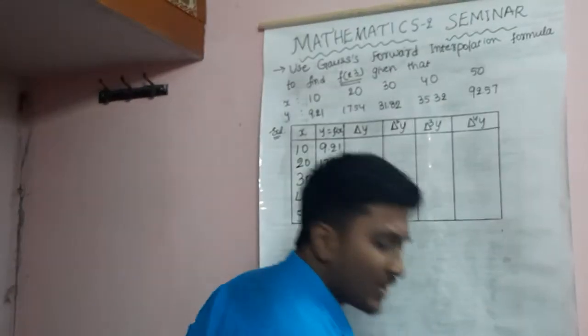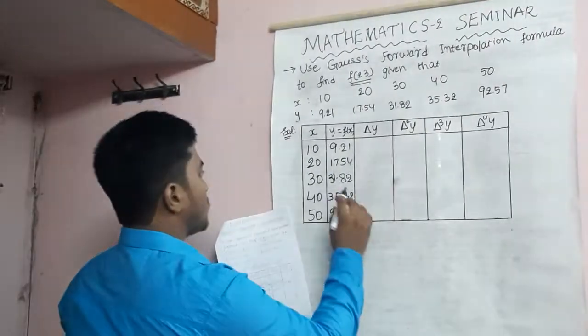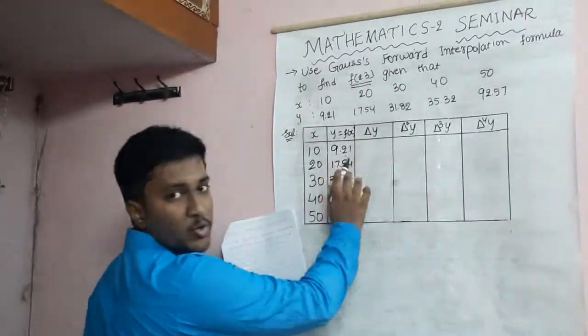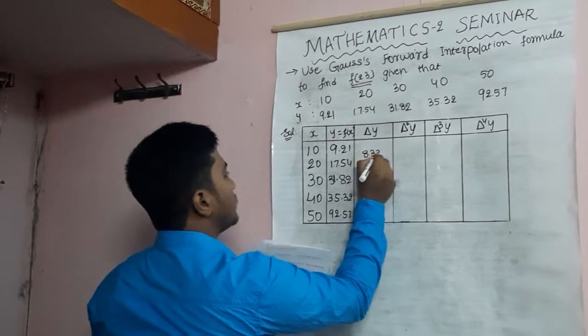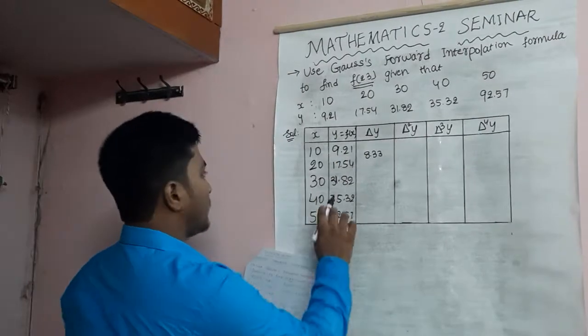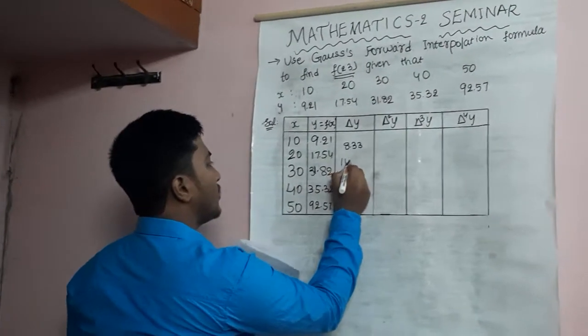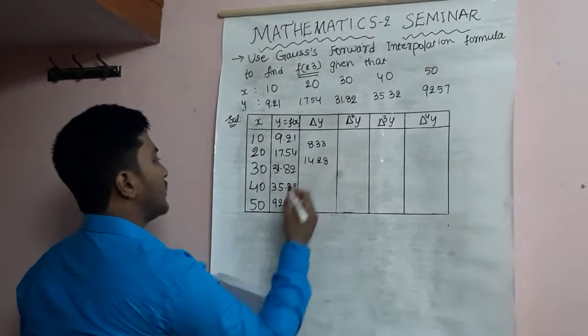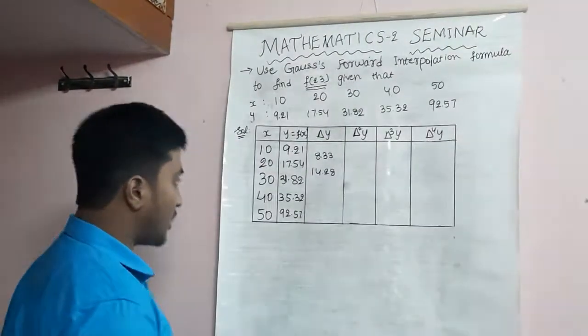I have already calculated all the differences using a calculator. Now I am noting the values. So 17.54 minus 9.21, that is 8.33. This is the first difference, and the next one is 31.82 minus 17.54, it is 14.28. The next one, 35.32 minus 31.82, it is 3.5.